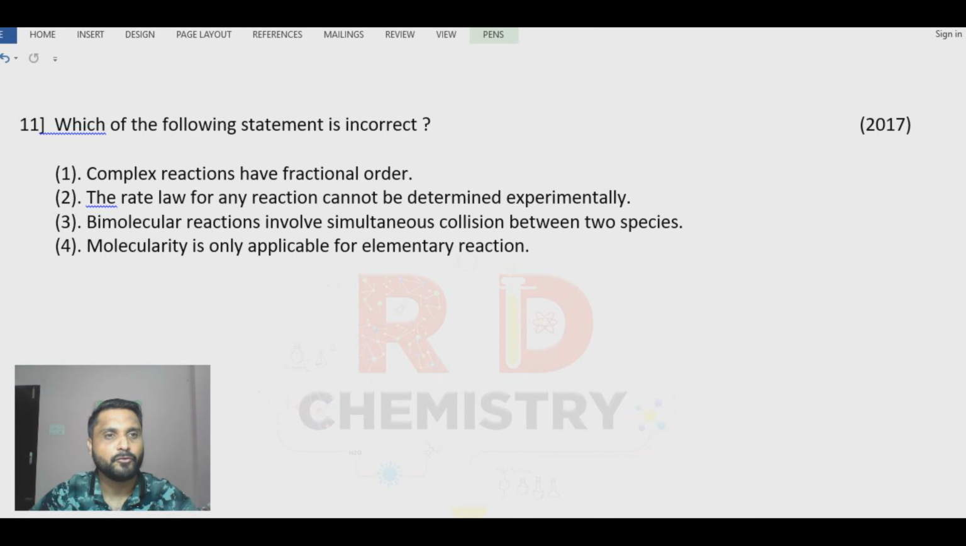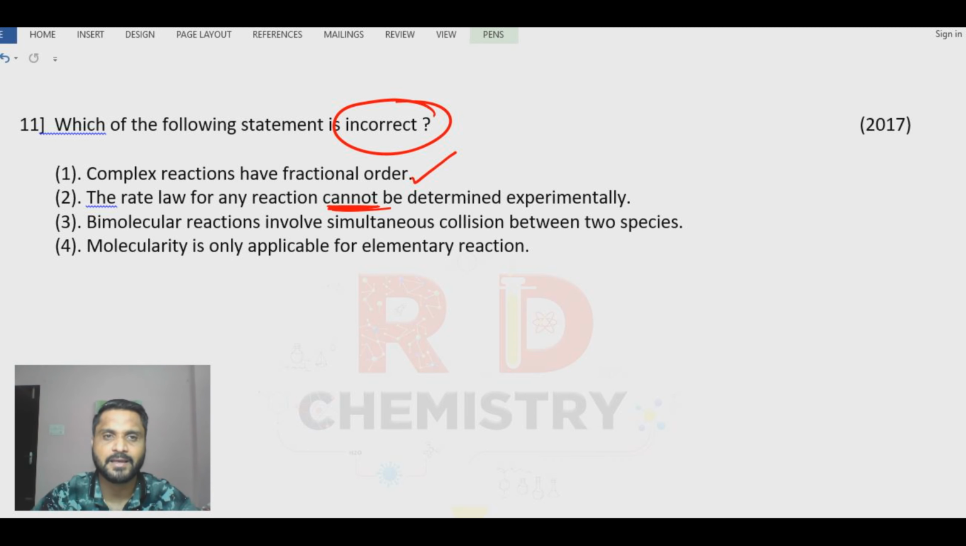Question number 11. Which of the following statements is incorrect? Okay, let's see all the options. Complex reactions have fractional order. This is correct. The rate law of any reaction cannot be determined experimentally. So we find out the rate law of the reaction experimentally always. So this is a wrong statement.